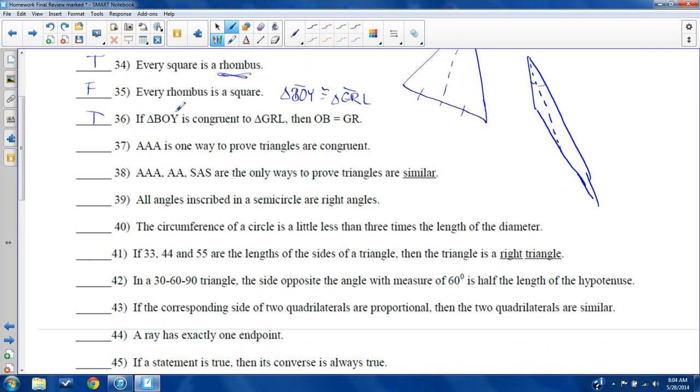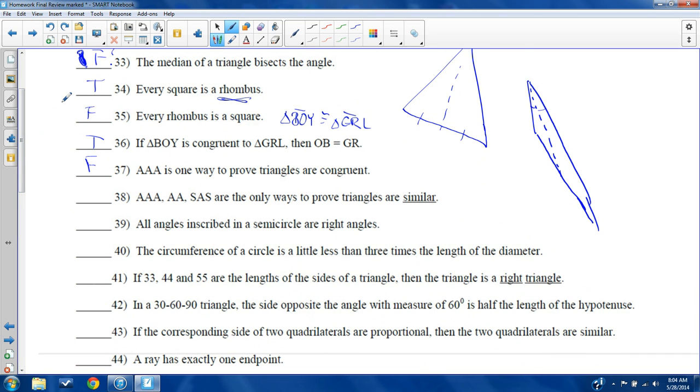Angle, angle, angle is one way to prove triangles congruent. False. We already talked about that. Angle, angle, angle, angle, angle, side are the only ways to prove triangles are similar. You know what? I don't know. Is that true? Why don't you guys tell me?